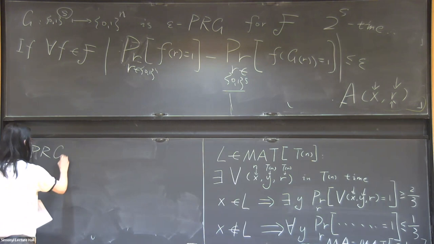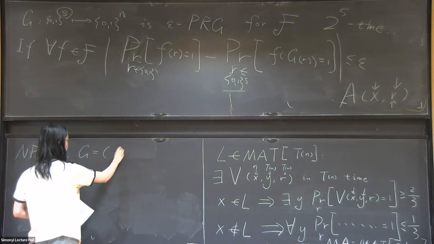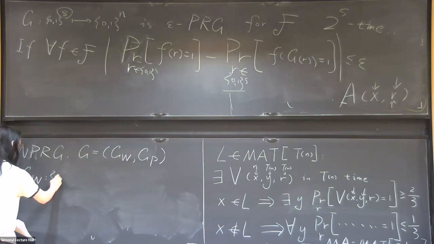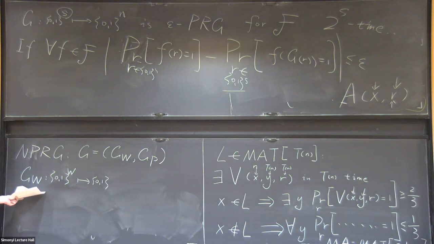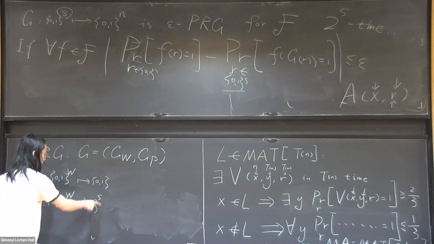So this is actually a pair of two functions. Now G is a pair of two functions, GW and GP. GW is going to take W bits as input and output 1 or 0. And GP is going to take W bits times some seed, of size S, and output N bits.